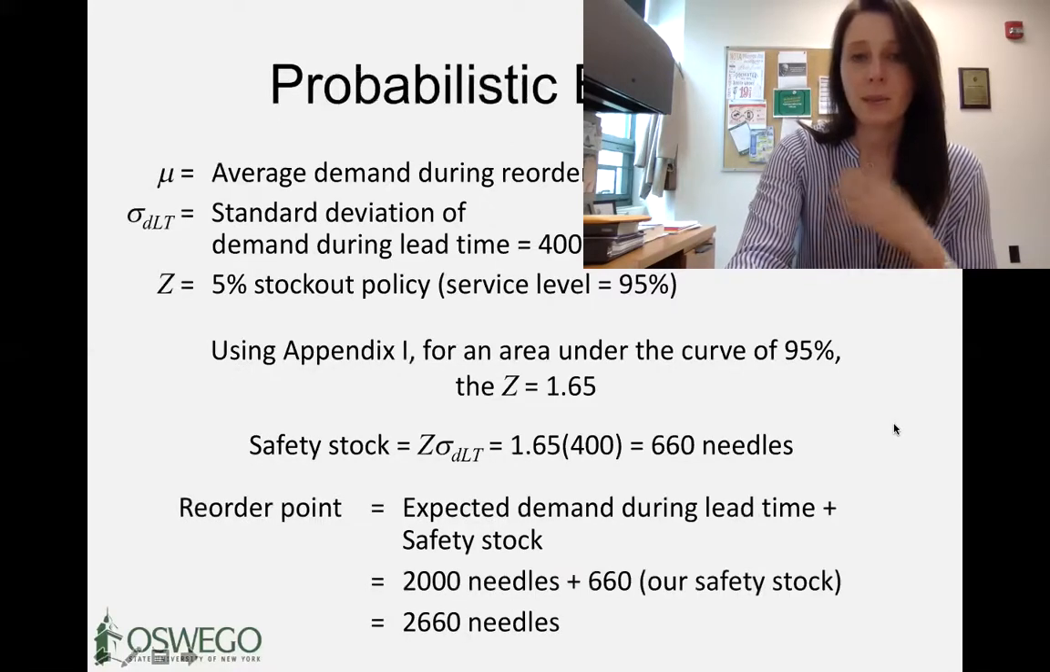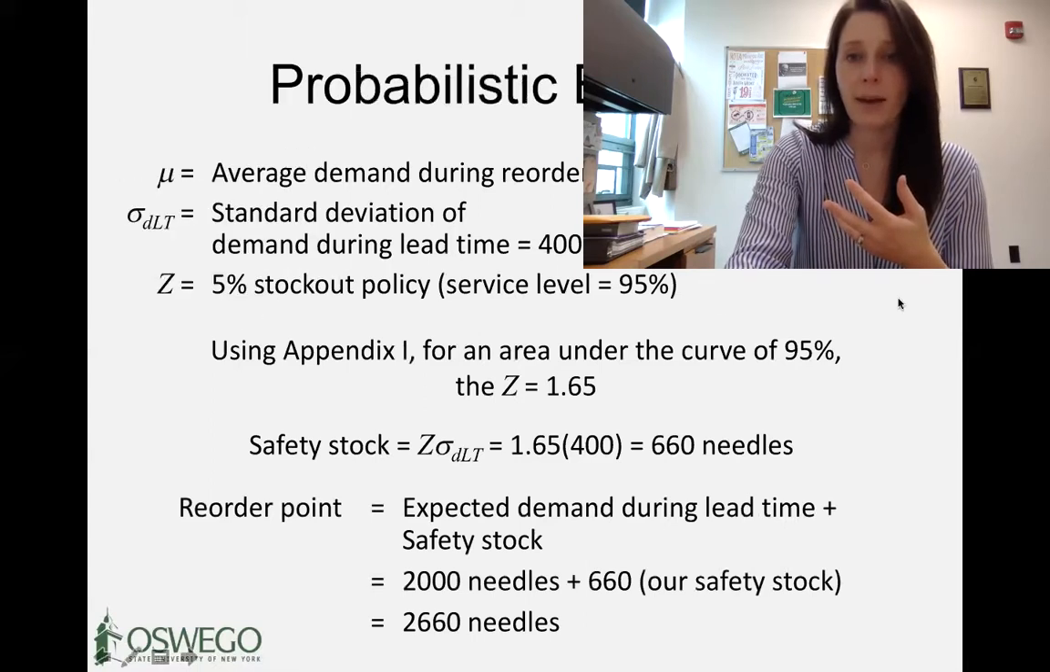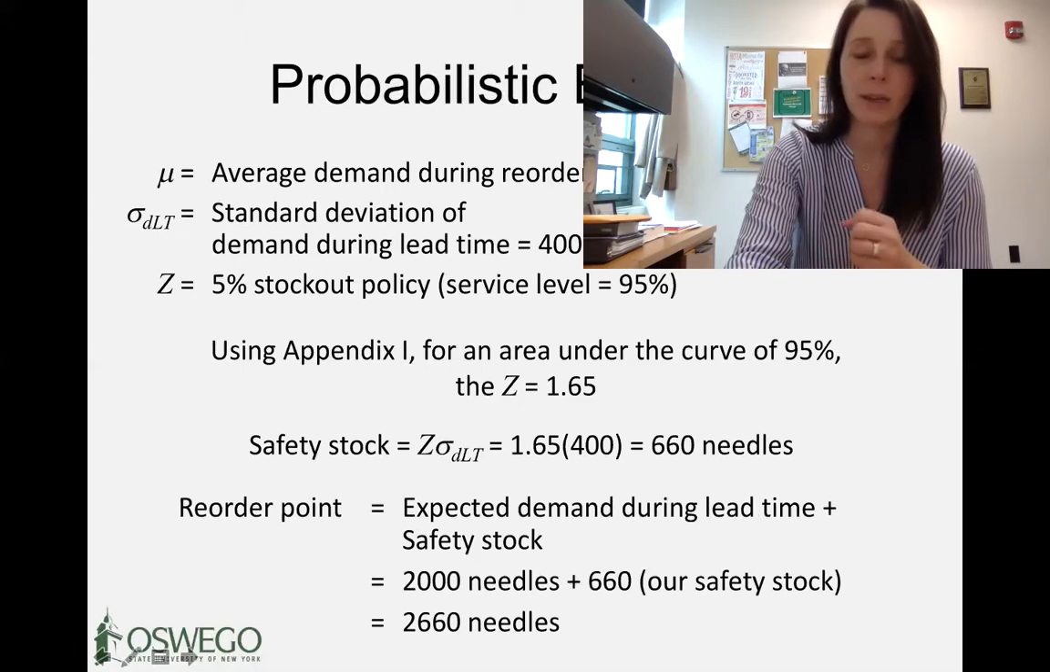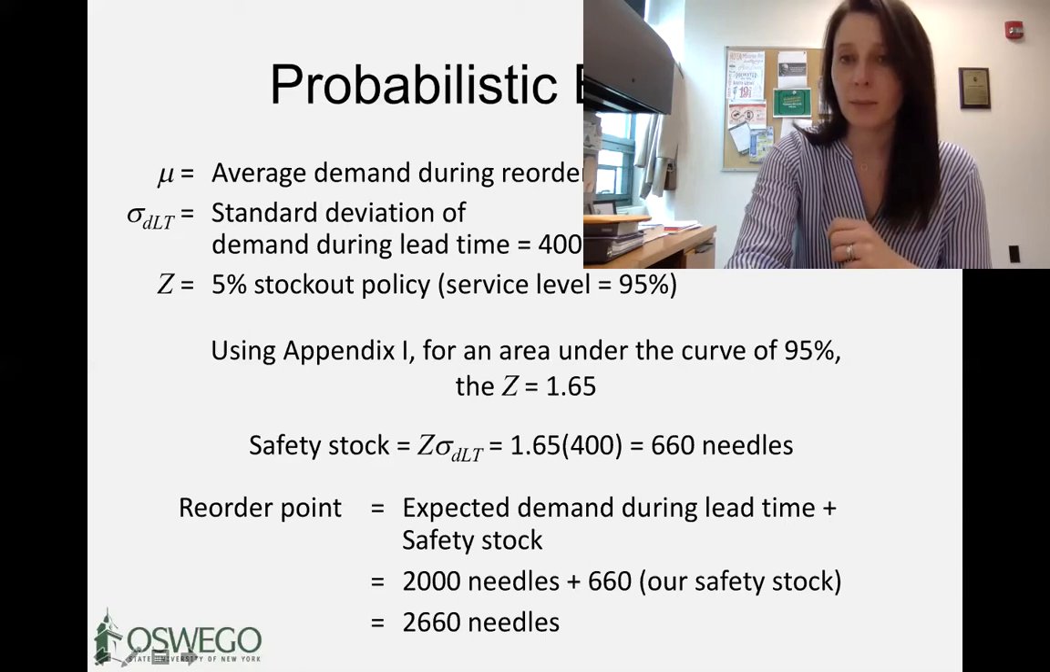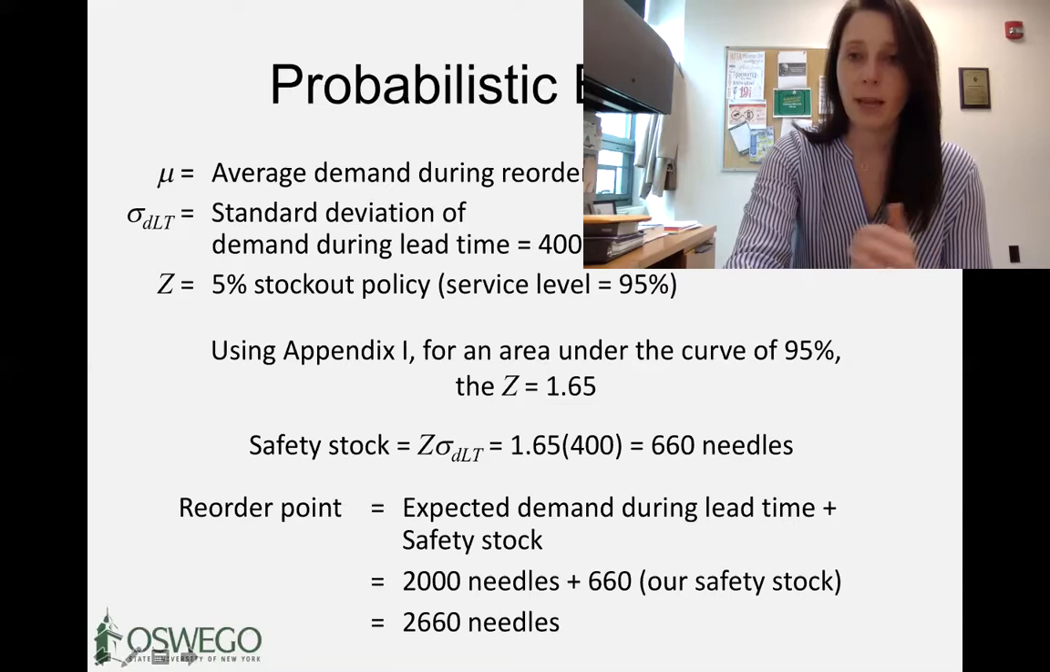Okay, so in this case, we're going to come back to the needle example. Let's say we don't have just a set demand, but on average, if we had historical data and could fit a normal probability distribution to it, our average demand during reorder time is about 2,000 needles, right? From the time that we place an order to the time we receive that shipment. Our standard deviation of demand during that lead time is about 400 needles based on our data.